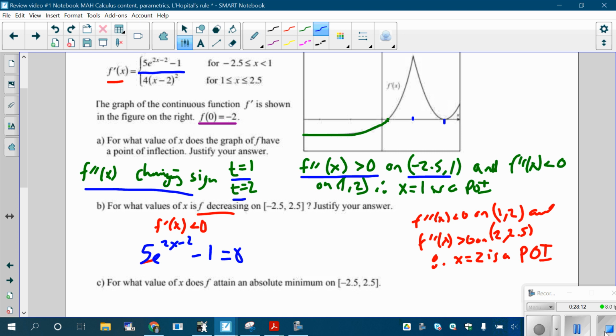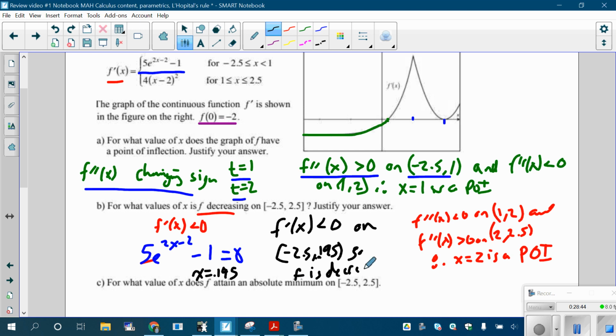I'm going to solve that on my calculator now. I got 0.195. So my answer would be f prime of x is less than 0 on (-2.5, 0.195). So f is decreasing on that interval.